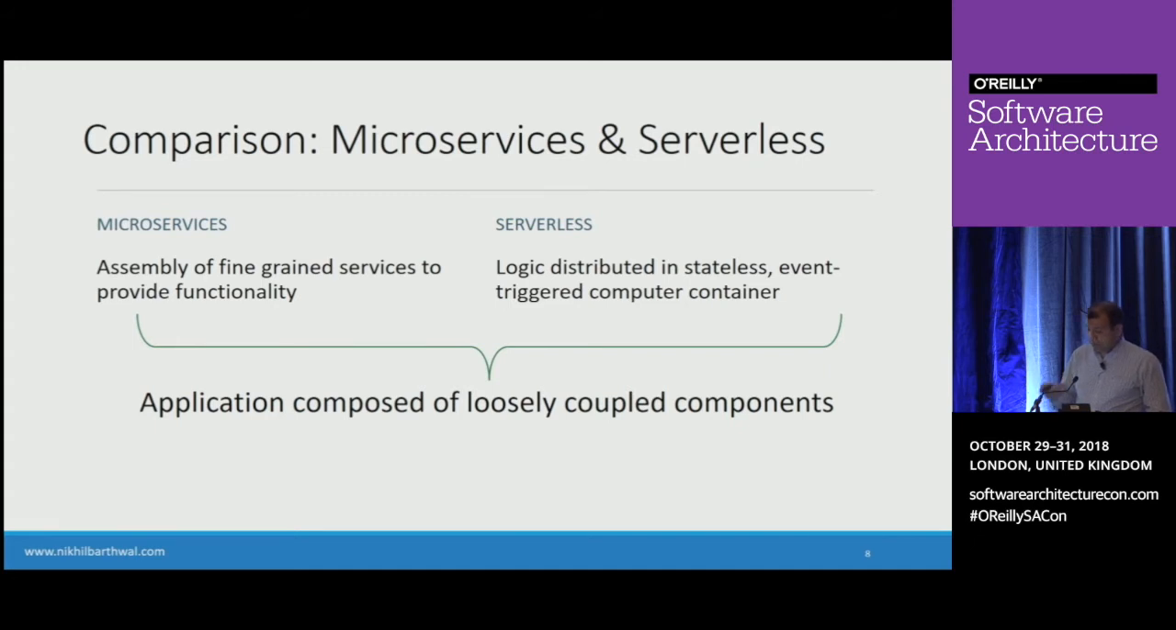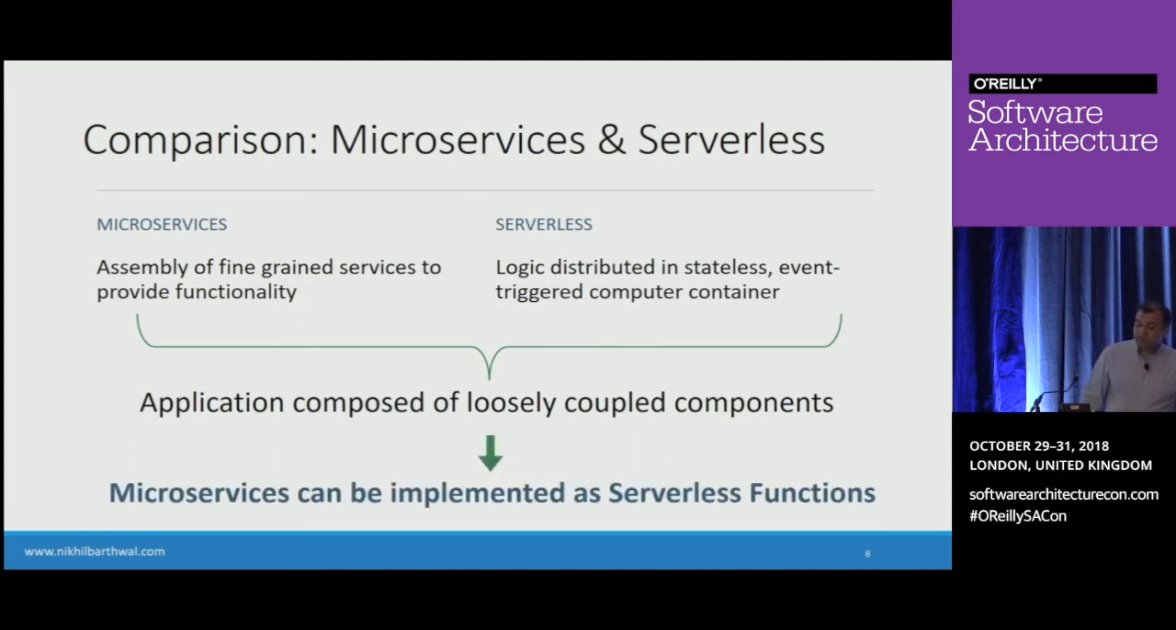So obviously, we understand that when you have an application that is loosely coupled, it has a lot of advantages. We would get to that. But the point I'm trying to make is we can implement microservices as serverless functions. But the first question is, why would we do that?